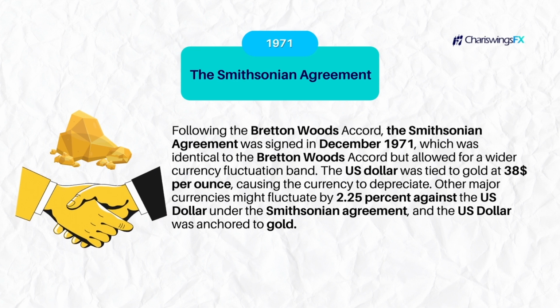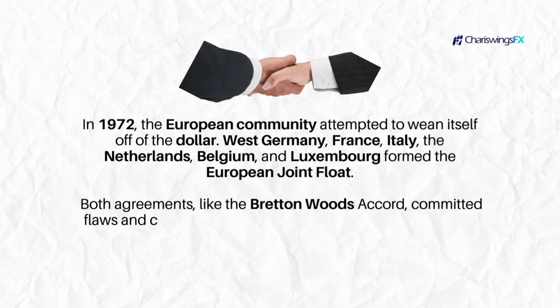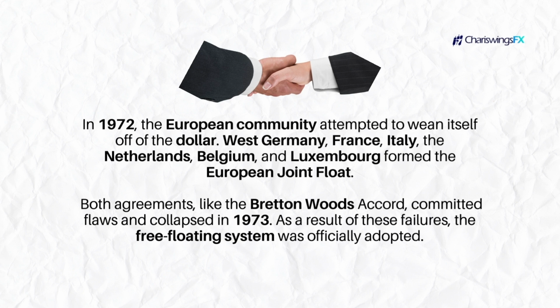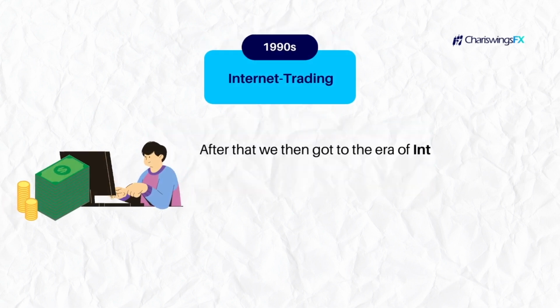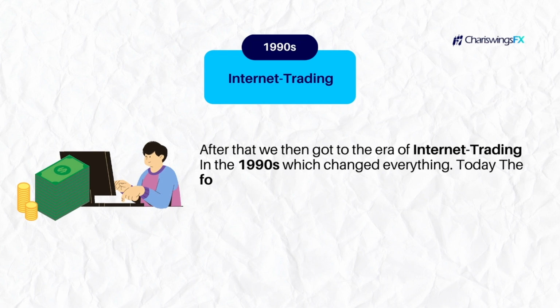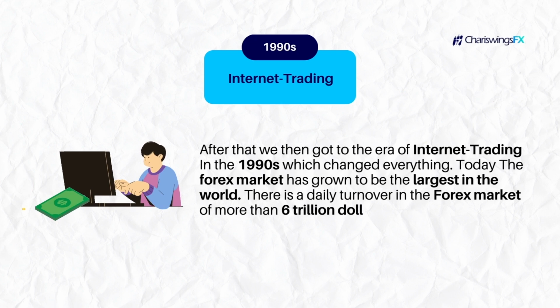Other major currencies might fluctuate by 2.25% against the US dollar under the Smithsonian Agreement, and the US dollar was anchored to gold. In 1972, the European community attempted to wean itself off of the dollar. West Germany, France, Italy, the Netherlands, Belgium, and Luxembourg formed the European Joint Float. Both agreements, like the Bretton Woods Accord, committed flaws and collapsed in 1973. As a result of these failures, the free-floating system was officially adopted. Then came the Plaza Accord in the early 1980s, and after that we got to the era of internet trading in the 1990s, which changed everything. Today the Forex market has grown to be the largest in the world. There is a daily turnover in the Forex market of more than $6 trillion.